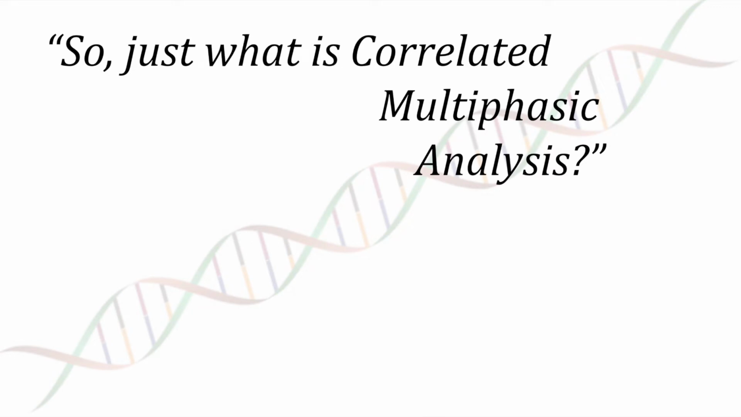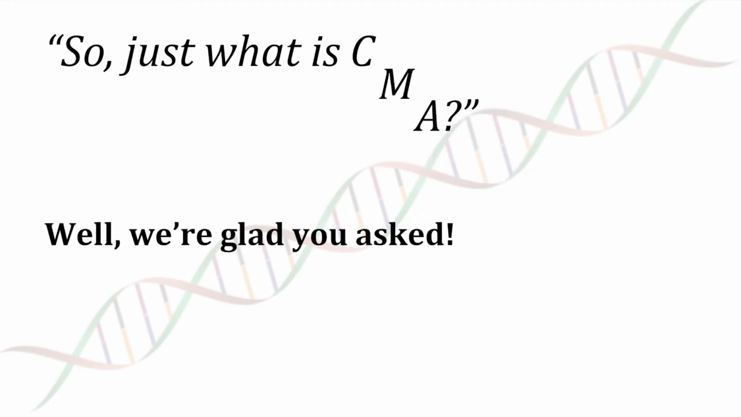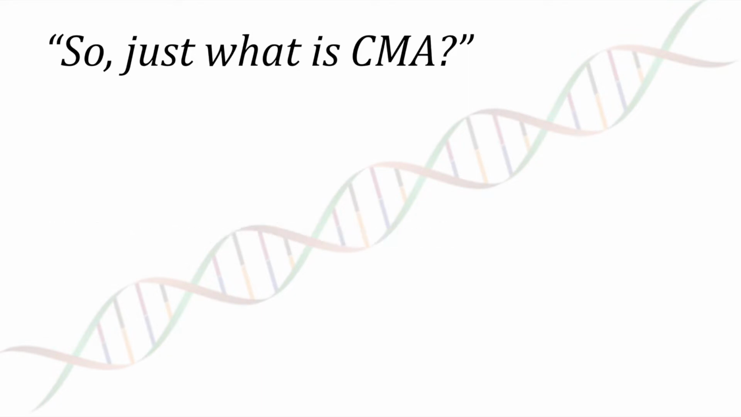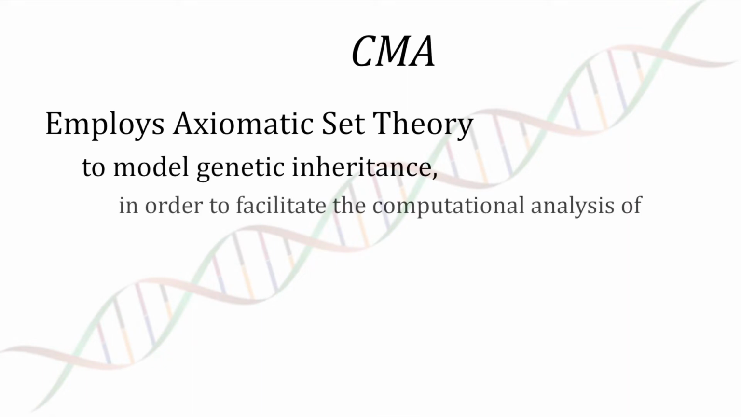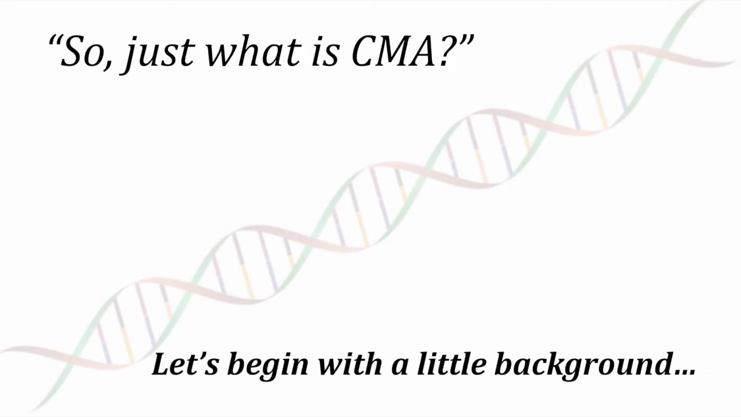So, just what is correlated multiphasic analysis? Well, we're glad you asked. Correlated Multiphasic Analysis, or CMA as we call it, grew out of a desire to formalize a number of basic principles that genealogists intuitively grasp yet fail to fully exploit in the course of their investigations. Strictly speaking, CMA applies Axiomatic Set Theory to model genetic inheritance in order to facilitate the computational analysis of in-common-with matches. Over the course of development, one particular analogy regarding CMA's mechanisms and methodology became particularly useful in getting the idea of CMA across without getting mired in minutiae. Let's begin with a little background.